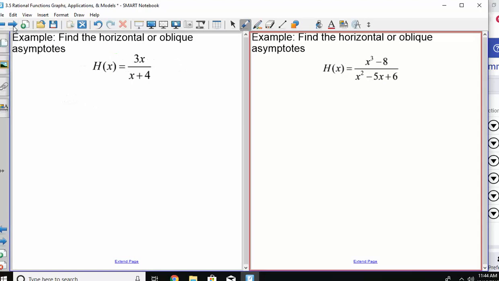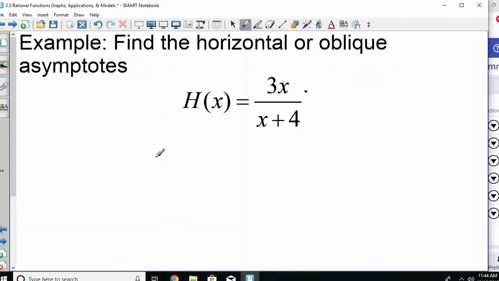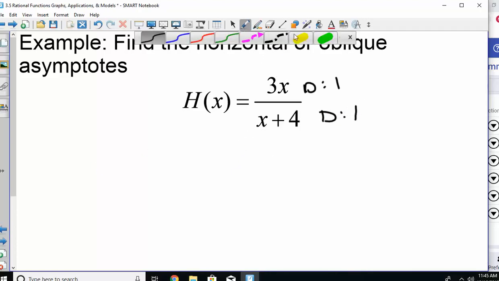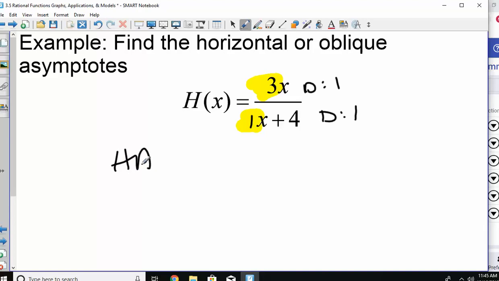I don't want to do that one yet. Okay, let's do this one. What's the degree of the top? Bottom? So same degree means divide leading coefficients. This is a 3. What's the leading coefficient down here? So my horizontal asymptote would be... Are we okay with these?